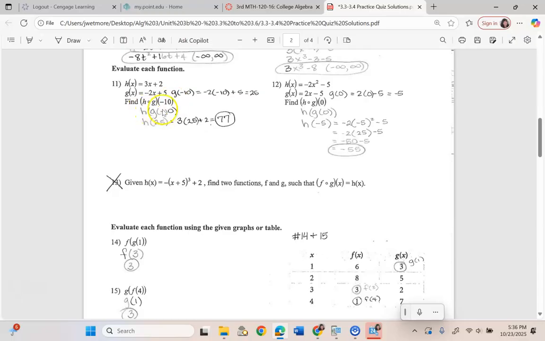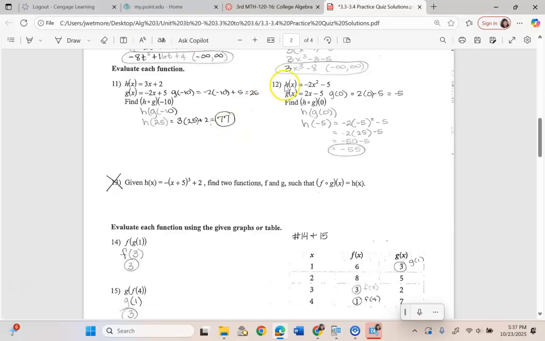So if g of negative 10 equals 25, cross that off right there and just replace it with what it's equal to, 25. So now we have h of 25. So let's put 25 in the place of that h right there. So that's going to be 3 times 25 plus 2, which is going to give us 77.